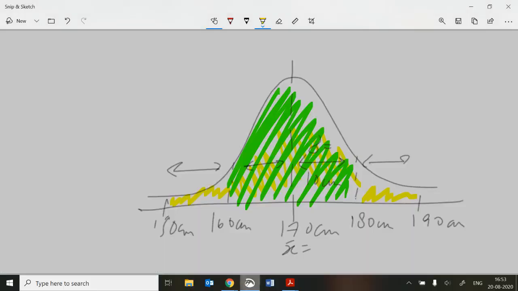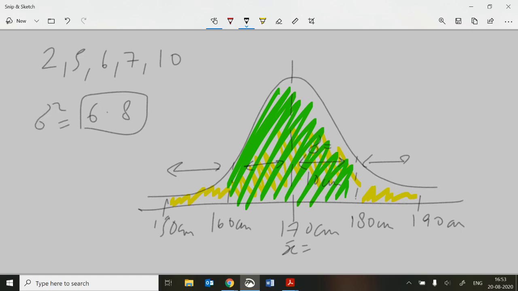Okay, so if we went back to our question where we had 2, 5, 6, 7, and 10, and we found out that 6.8 was the standard deviation. No, it wasn't. That was sigma squared, the variance. If we now take the square root of 6.8, that gives us sigma, the standard deviation, of roughly 2.6.